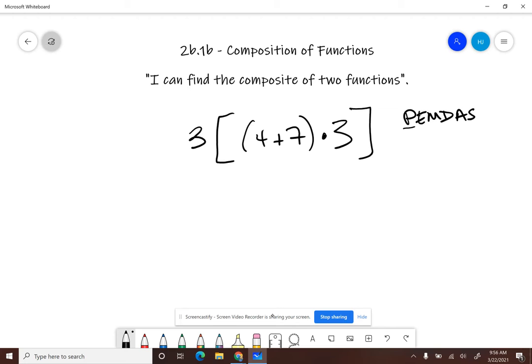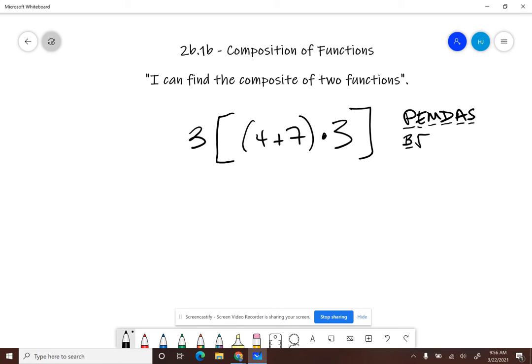P obviously is parentheses, E is exponents, M and D is multiplication and division, and A and S is addition and subtraction. I want you to think as well that these parentheses could also be brackets, okay? And exponents could also be square roots. So we actually need to expand this definition just a little bit so that we can understand how to do this. But this is the typical order of operations that we would start in. So we would always start with our parentheses. But you notice I've got some brackets here as well.